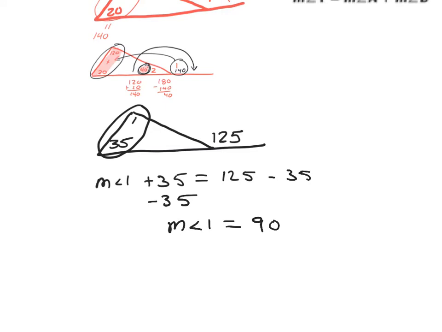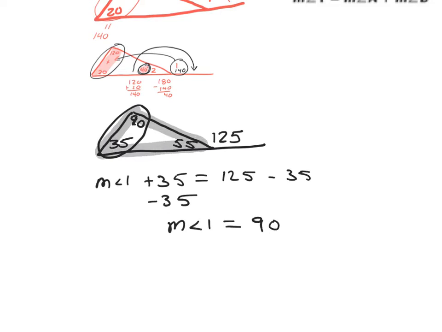So let's say that I now know that the measure of angle 1 is 90. This is 90 degrees up here. How much is that third angle in the corner? 180 minus 125. Okay, 55 degrees. So we've got a triangle here that has 90, 35, and 55.